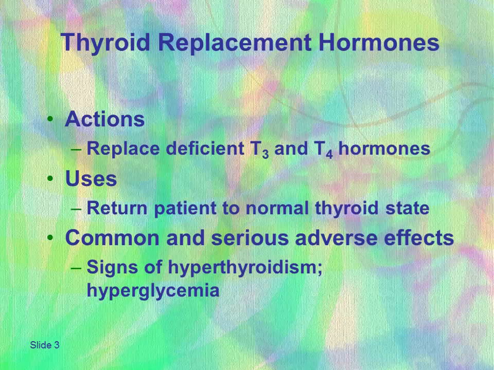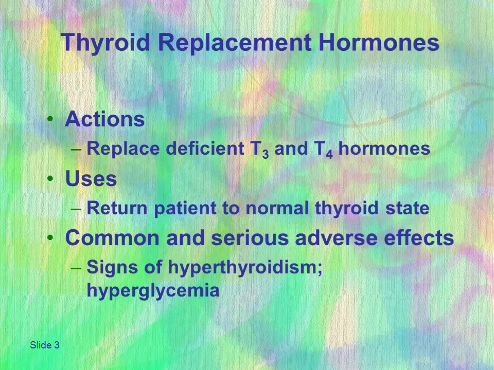Levothyroxine is the most commonly used medication for thyroid replacement. Synthroid is the trade name that you most commonly see. It's a synthetic T4, so it should stimulate metabolic activity.